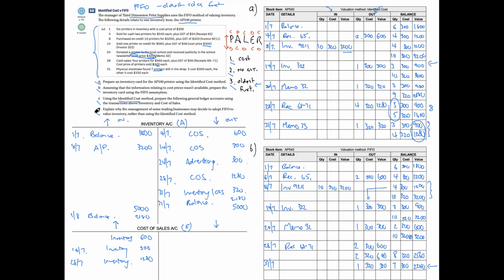Now my bell has just gone off in the background, so I'm going to stop this video, and I hope this has helped you work out how to follow the rules of recording inventory cards, helped you practice a general ledger, and you've become an expert at FIFO and identified cost.